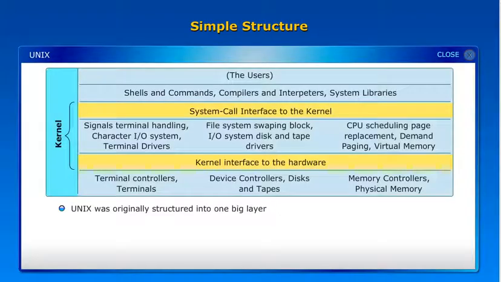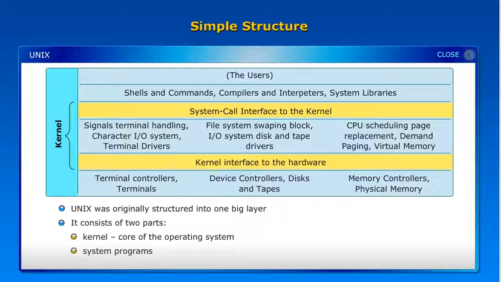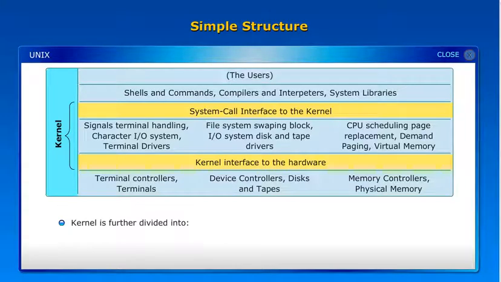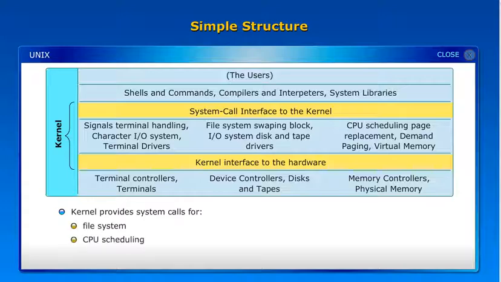Unix was originally structured into one big layer. It consists of two parts: the kernel, the core of the operating system, and system programs. The kernel is further divided into a series of interfaces and device drivers. The kernel provides system calls for file system, CPU scheduling, and memory management.